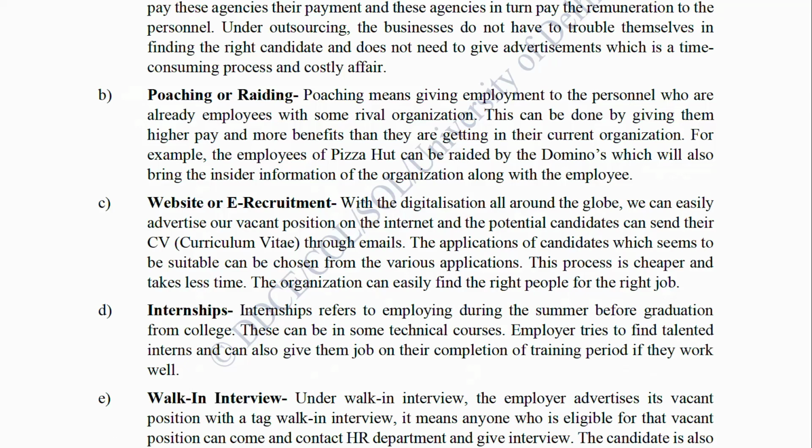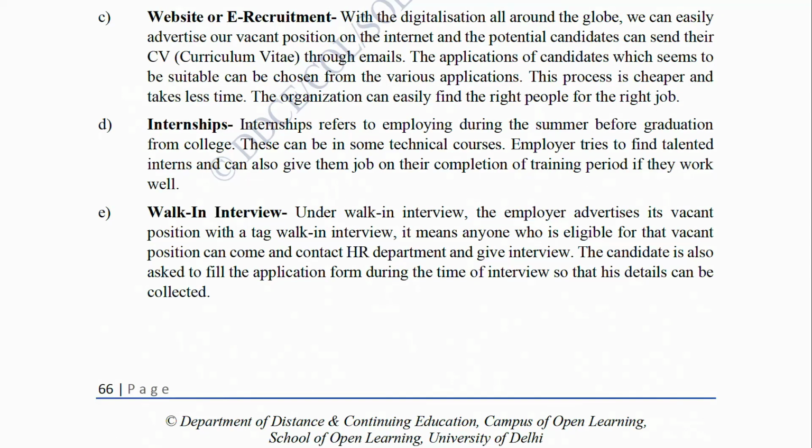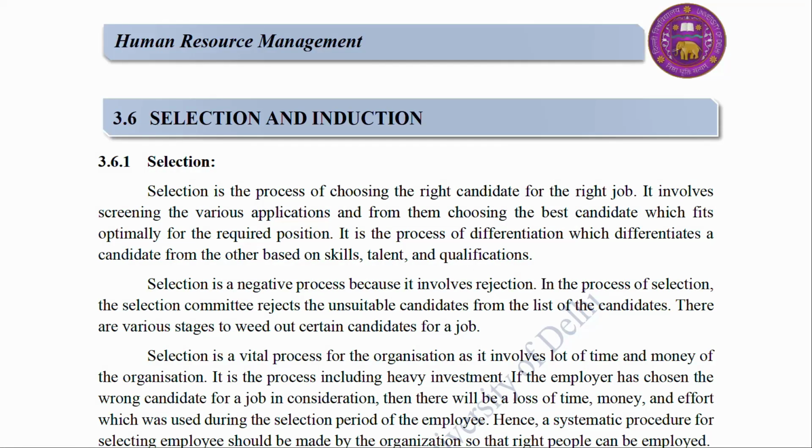Walk-in interview. Under walk-in interview, the employer advertises its vacant positions with the tag walk-in interview. It means anyone who is eligible for that vacant position can come and contact the HR department and give an interview. The candidate is also asked to fill the application form during the time of interview so that his details can be collected. 3.6 Selection and Induction.